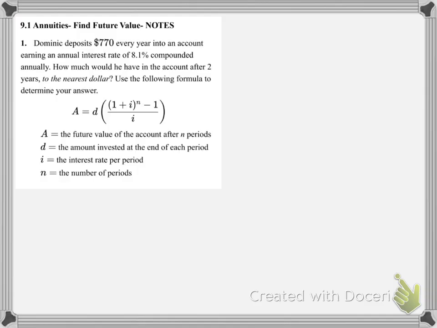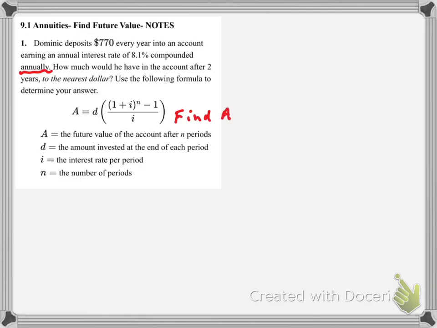So it says Dominic deposits $770 every year into an account, earning an annual interest rate of 8.1% compounded annually. How much would he have in the account after 2 years to the nearest dollar? And then it says use the following formula. A is the future value of the account after n periods. What we're doing here, we're finding A.